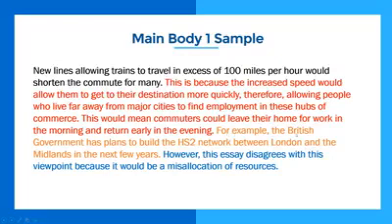Then in orange, for example, the British government has plans to build a HS2 network between London and the Midlands in the next few years. So you're using a real example. In the UK, this is very famous, it's in the news all the time, but I'm sure in your country there are lots of plans to build high-speed rail networks. Nearly every country, that's happening. So you could use a real example, or an example from another country, or whatever you can think of to help support your answer. However, this essay disagrees with this viewpoint because it would be a misallocation of resources.